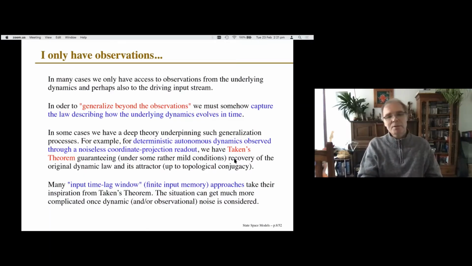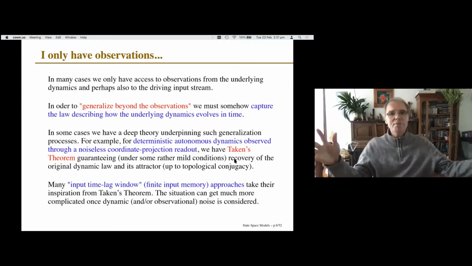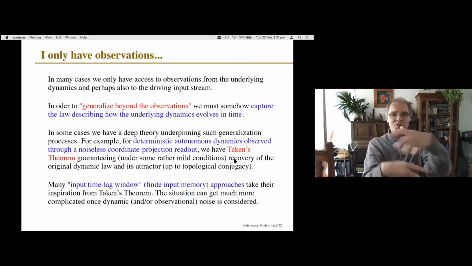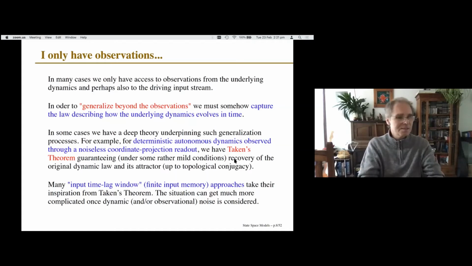And the theorem says that under some relatively mild conditions, you can basically create a lag of your past observations. So you have an observational window and you slide the window through the observations. And if the window is large enough, if you observe lots of observations, you will get a pretty good idea about the underlying attractor of the system, so the structure around which the dynamics evolves in the state space.